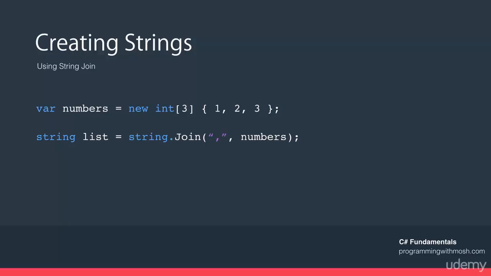Sometimes you might have an array of objects. You can create a string from combining all elements of that array using a separator. So in this example, we have an integer array with values 1, 2, 3. And in the second line, we are calling the join method of the string class, which is a static method. And we supply two arguments. The first argument, which is a string, is a separator. In this case, I would like to combine these three numbers using a comma. The second argument to this method is the array whose elements we would like to combine.